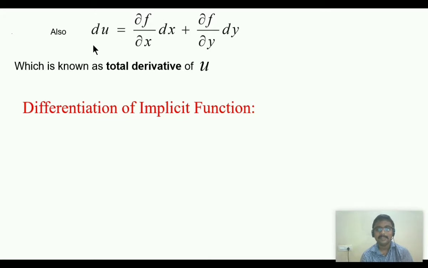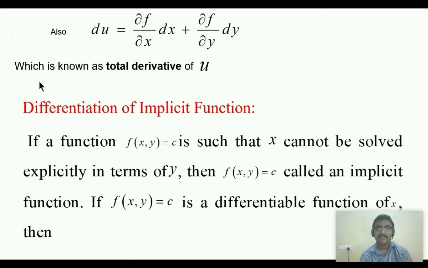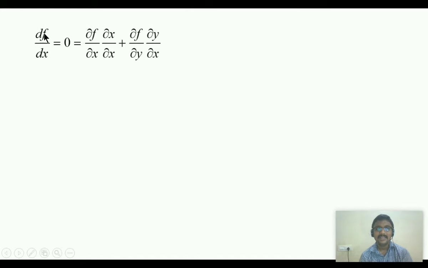Differentiation of implicit function. If a function f of x, y equal to c is such that x cannot be solved explicitly in terms of y, so x cannot be reduced into terms of y, then f of x, y equal to c is called an implicit function. If f of x, y equal to c is a differentiable function of x, then df by dx equal to 0, which is dou f by dou x into dx by dx plus dou f by dou y into dy by dx, which is equated to 0.